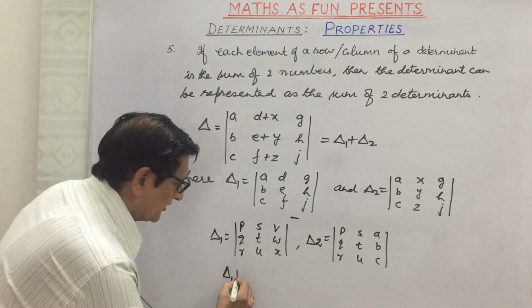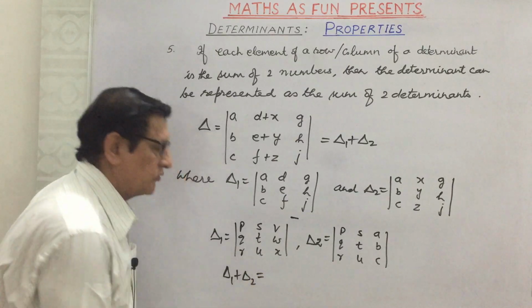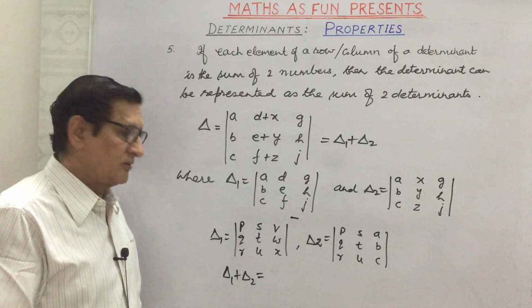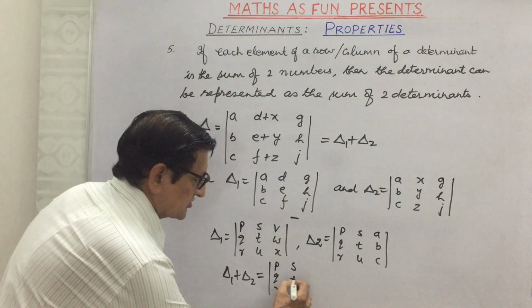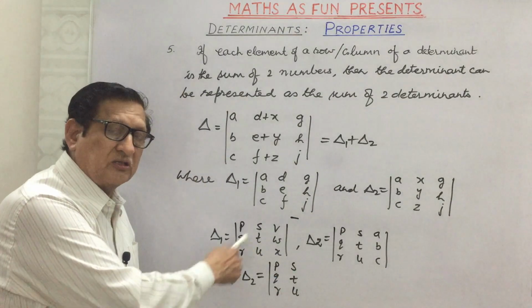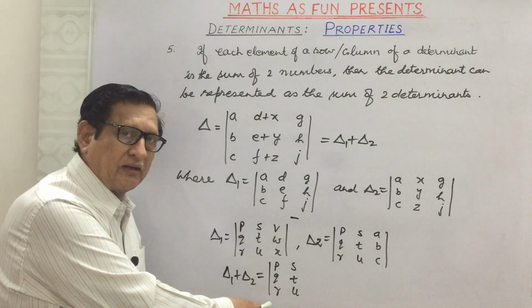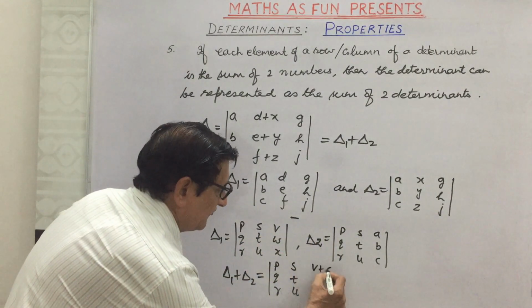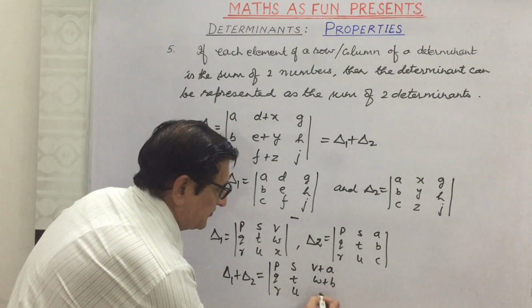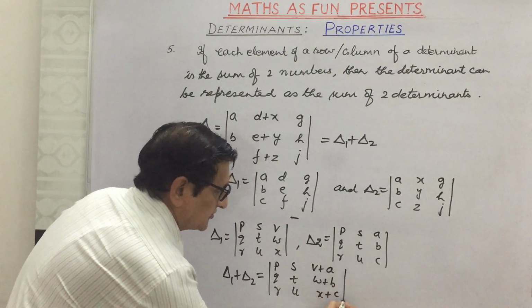We can write delta 1 plus delta 2 is equal to the determinant with p, q, r, s, t, u. The first and second column will remain the same. The corresponding elements of the third columns will be added. That will be v plus a, w plus b and x plus c.